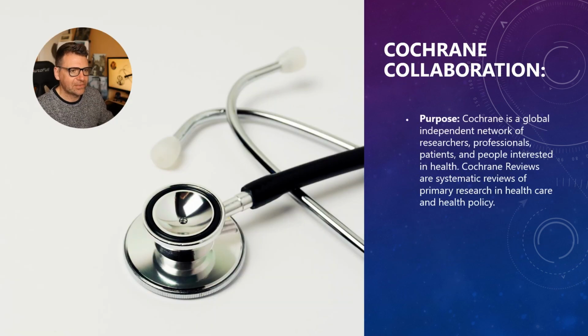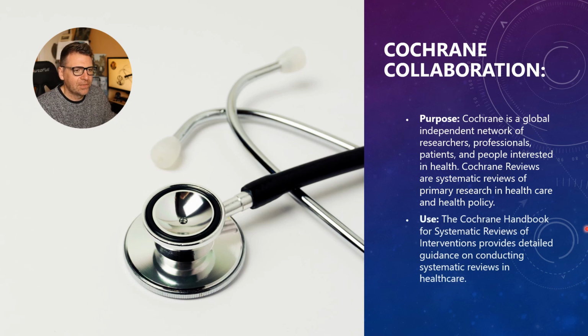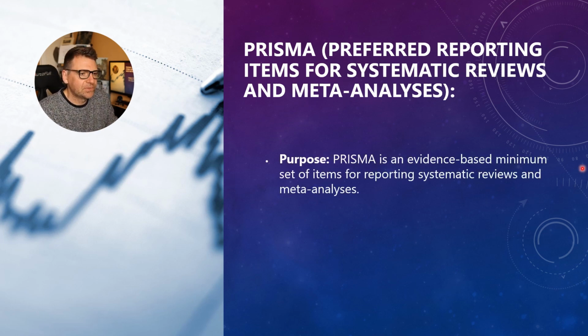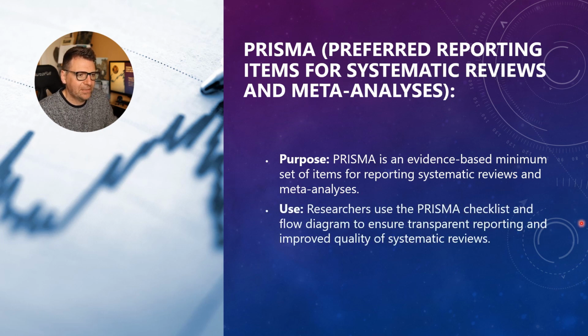Cochrane Collaboration, that's one of them. Cochrane is a global independent network of researchers, professional patients, and people interested in health. Cochrane reviews are systematic reviews of primary research in healthcare and health policy. They provide detailed guidance on conducting systematic reviews in healthcare. So whenever you're wondering what a Cochrane is, there you go. PRISMA is another one, Preferred Reporting Items for Systematic Reviews and Meta-Analyses. It's an evidence-based minimum set of items for reporting systematic reviews and meta-analyses, and people use it to ensure transparent reporting and improve the quality of systematic reviews.